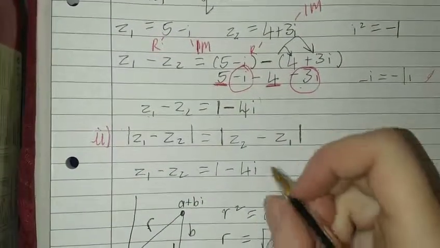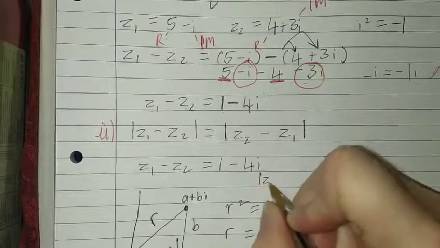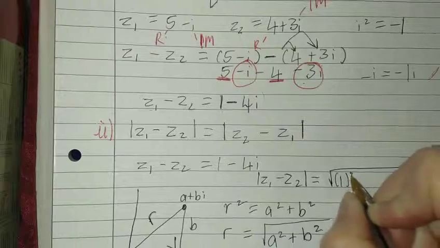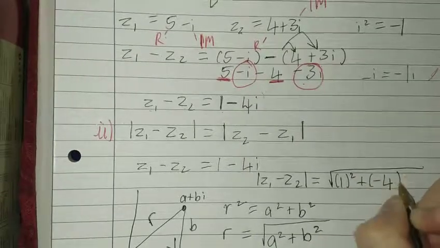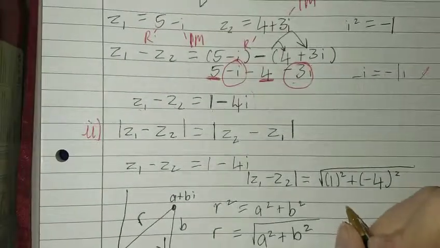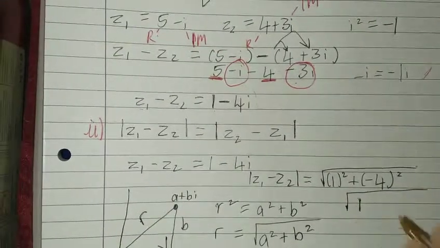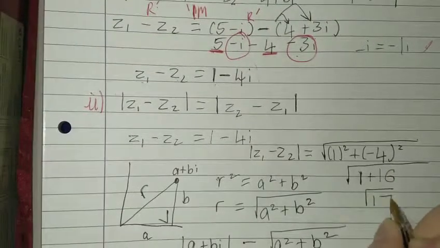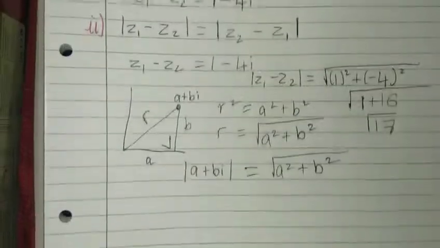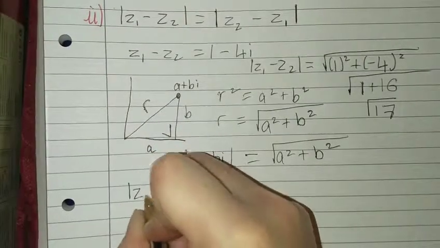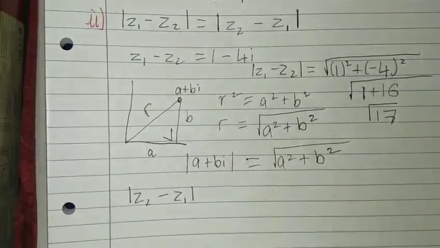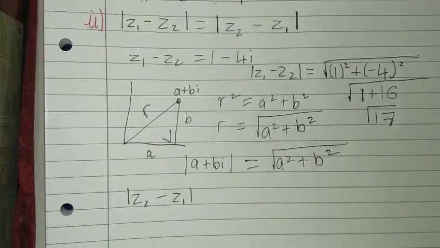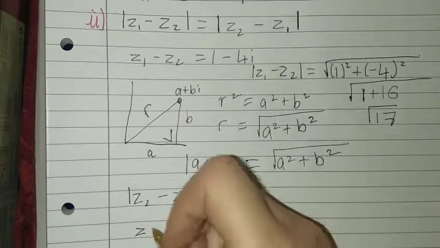So the modulus of z1 minus z2 is going to be equal to the square root of 1 squared plus minus 4 squared. So the 1 squared is just going to be 1, minus 4 squared will give us 16, so the modulus of that will be the square root of 17. But now we're asked to get the modulus of z2 minus z1. Well, first I'm going to have to do what's inside my modulus lines first. So I have to get z2 minus z1.